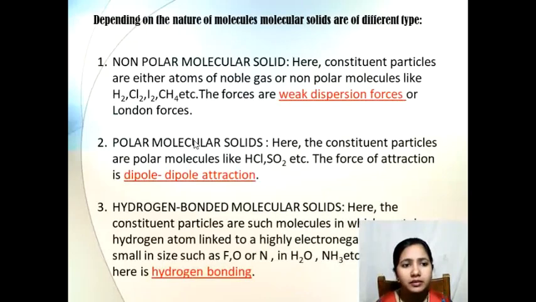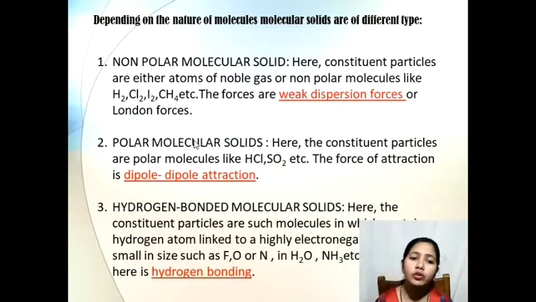Now we will see the different types of molecular solids, depending on the nature of molecules. The first one is the non-polar molecular solid. In this case, the constituent particles are either atoms of noble gas or non-polar molecules like H2, Cl2, I2, CH4, etc. The force between these particles is the weak dispersion force or the London force, which you have already learned in your previous classes.